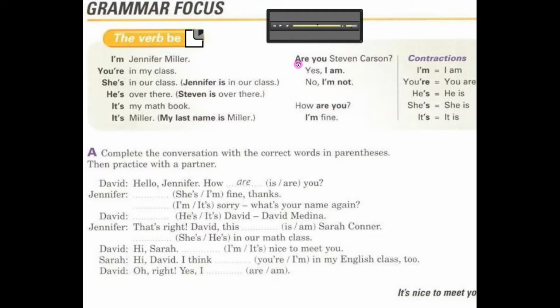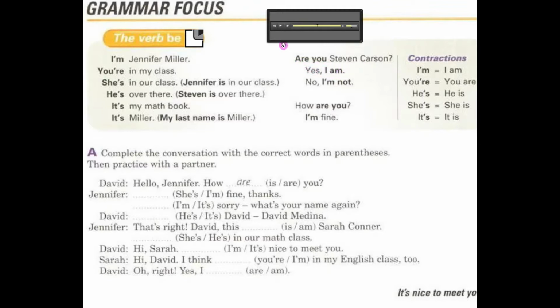Yes, I am. Okay, for "Are you Stephen Carson?", we change this one with "she": "Is she Stephen Carson?" And with "he": "Is he Stephen Carson?" The answer must be "Yes, I am." "Is he Stephen Carson?" "Yes, he is."